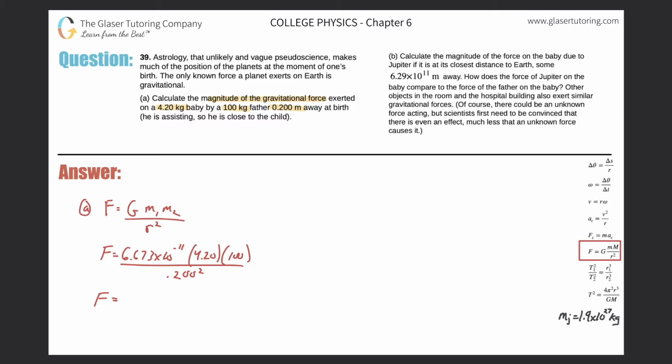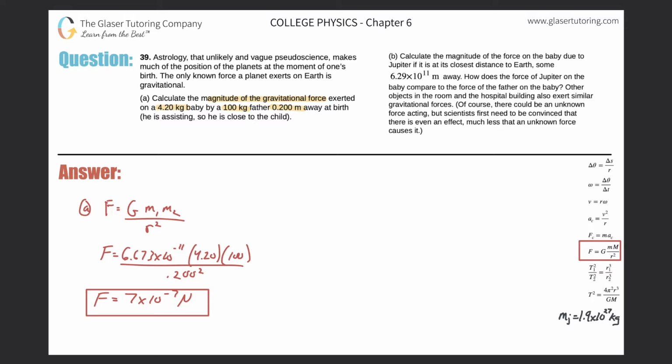All right, so this is fairly straightforward. Just throw it into the calculator. 6.673 times 10 to the minus 11 times 4.2 times 100, all divided by 0.2 squared. Oops, hold on one second, guys. I accidentally cleared that out. Divided by 0.2 squared. I rounded a little bit, so I got about 7 times 10 to the minus 7. Should be around there, and that is in terms of newtons. So that will be the gravitational force between father and child.